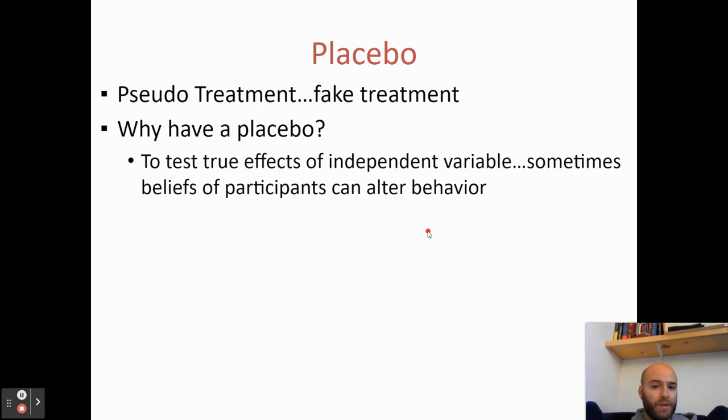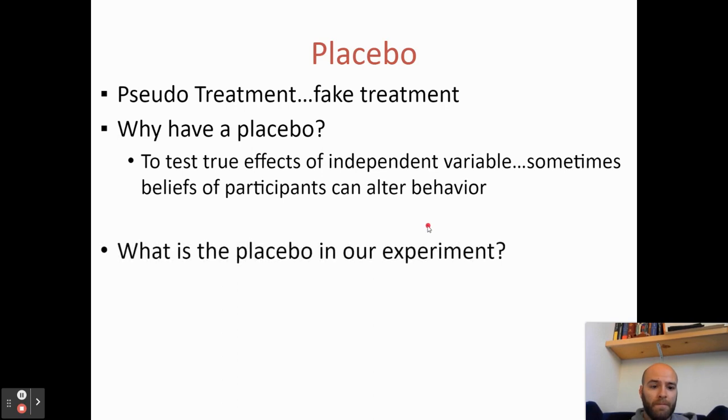Sometimes the beliefs of participants can alter their behavior. So we want to make sure that we're controlling for that and making sure that no extra bias is creeping its way in. So what is the placebo in our experiment? It's the decaf coffee, right? The teachers in this group believe that they're getting caffeinated coffee, right? But they're not. So we're controlling for any effects of their beliefs that may alter their behavior, right?